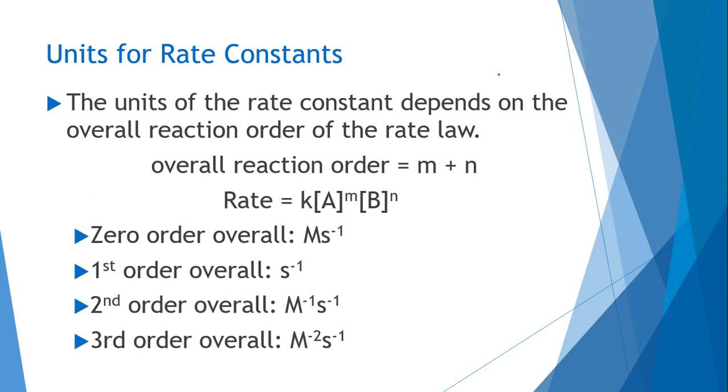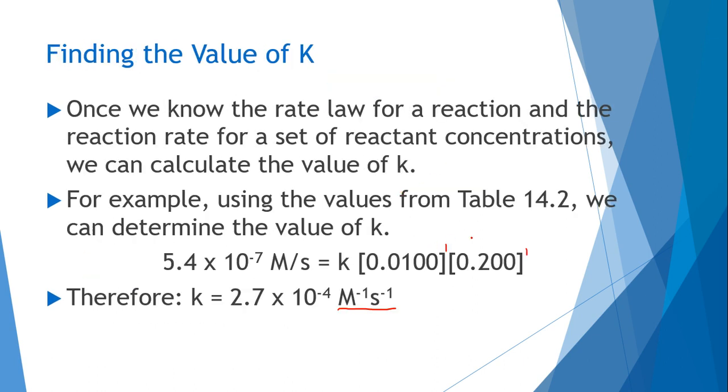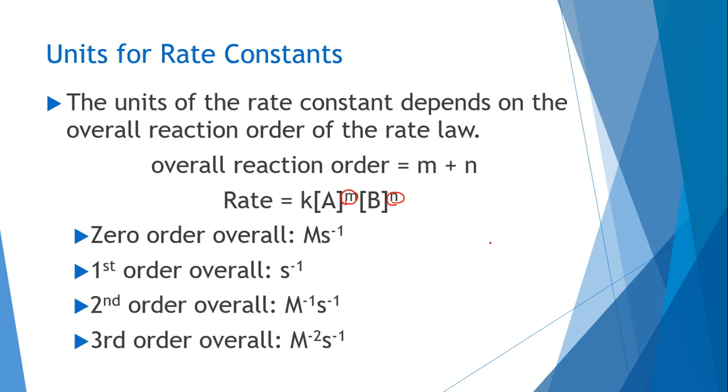So what units do we use for rate constants? You're going to note that the unit that I used was a little bit different. The units for a rate constant depend on the overall reaction order of your rate law. The overall reaction order, hopefully you remember, is m plus n. The example that I gave was second order overall because I had 1 plus 1, which gave me 2. The units are going to change because they are derived from my units for rate versus my reaction order concentrations and to what order they are.